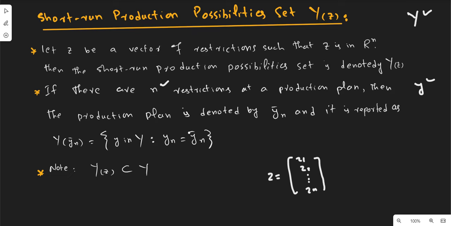It is important to note that the production possibility set in the short run under the Z restriction is a subset of the production possibility set. So it is a universal production possibility set. It contains all those production plans which are either restricted or unrestricted. So this is the universal set of production plans. What is YZ? YZ is the short run production possibility set. It is part of the entire or universal production possibility set. Besides this restricted or short run production possibility set, this set also contains a long run production possibility set, which is simply Y. So this is all about the short run production possibility set.